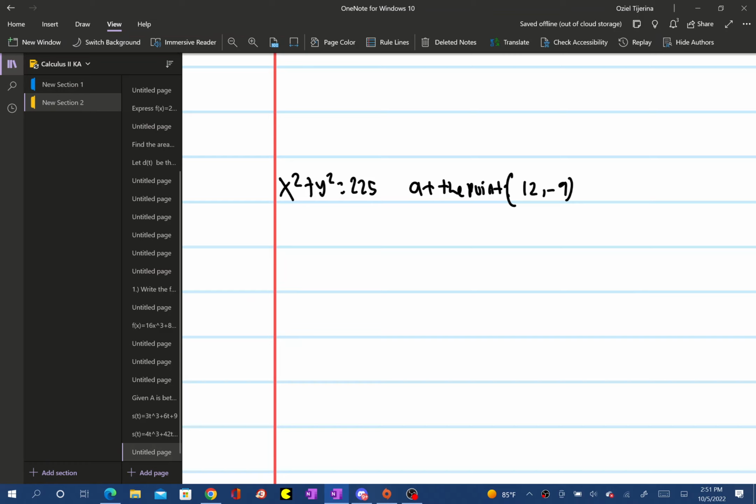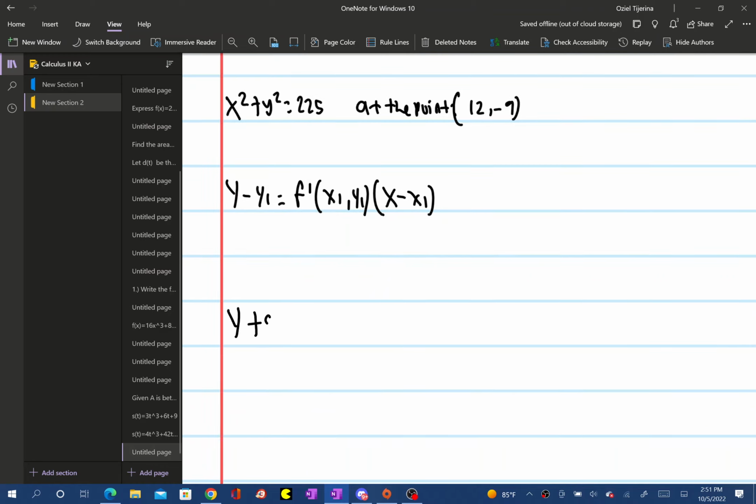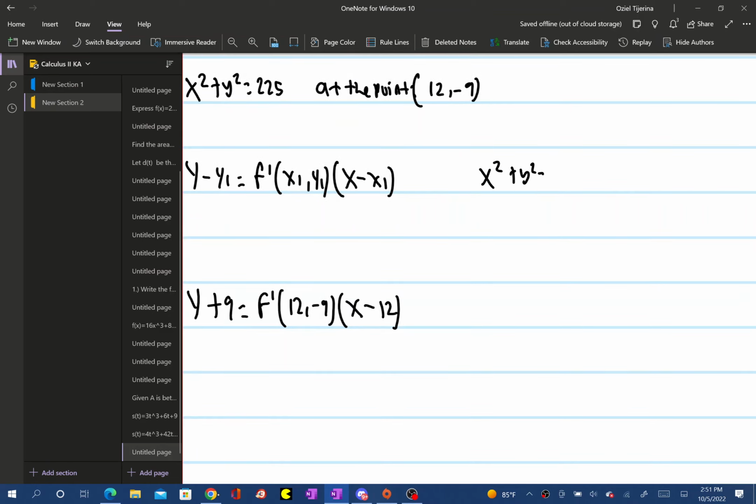we have to say y minus y1 equals, and this time it's not f prime of x1, but it's going to be f prime of x1, y1 times x minus x1. So we're going to say y plus 9, because it's y minus negative 9, equals f prime of 12, negative 9 times x minus 12. So if we find the derivative of x squared plus y squared equals 225, we do implicit differentiation.